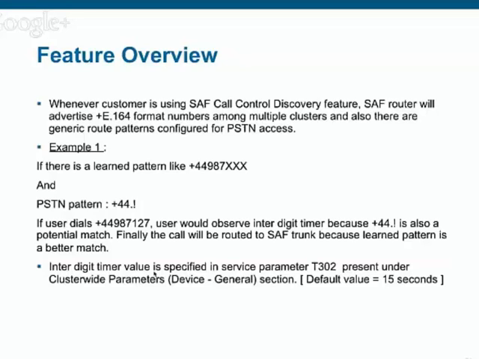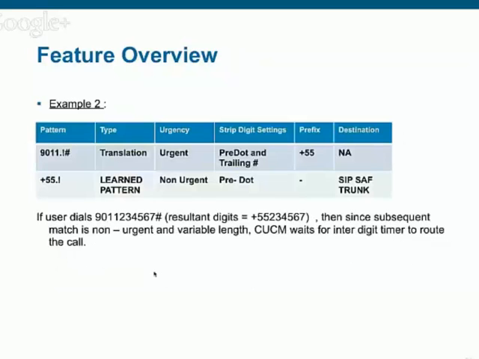But now, on your learned pattern, you can specify, okay, being a learned pattern, I will give you urgent priority. If somebody dials +44 987 127, I know that this is going to be on the other CUCM cluster, so I'm going to let you be routed through that path immediately. So we are not going to wait or kick off the timer.